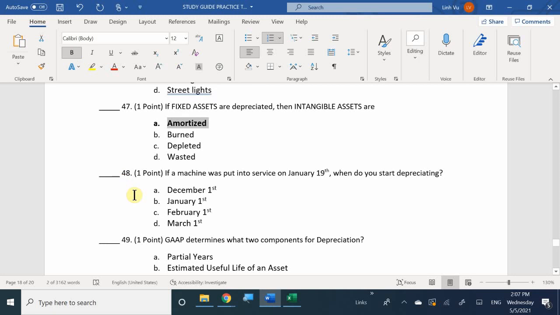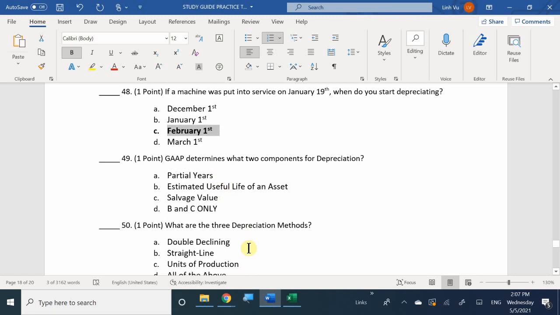Number 48. If a machine was put into service on January 19th, when do you start depreciating it? C. C, February 1st. Excellent. So remember, because the 19th is already past the half mark of the month, you didn't use it for more than half a month. So in this case, you're going to assume that you're going to depreciate it starting the very first of the next month. In this case, February.